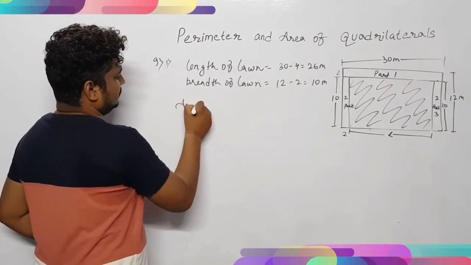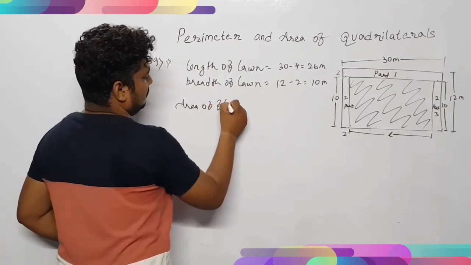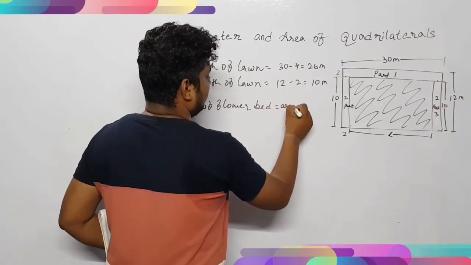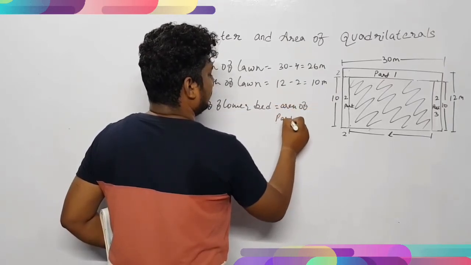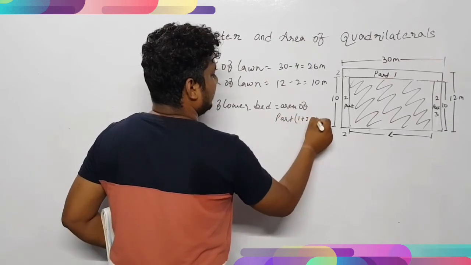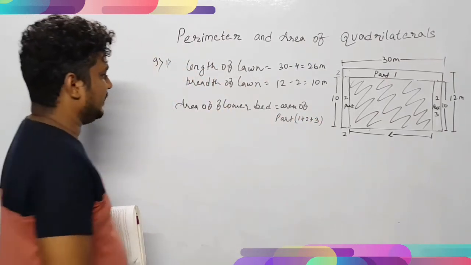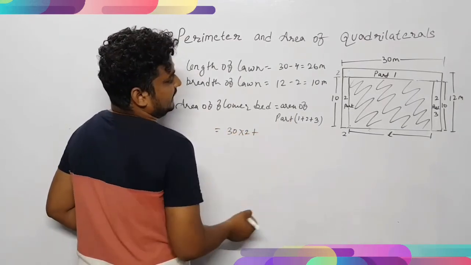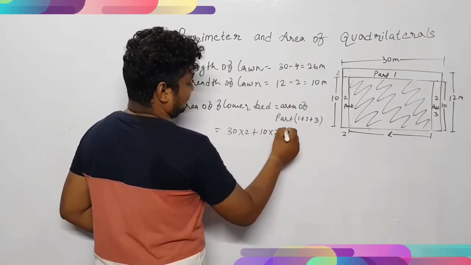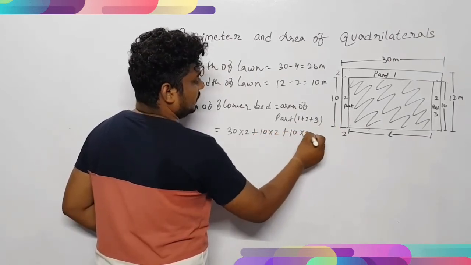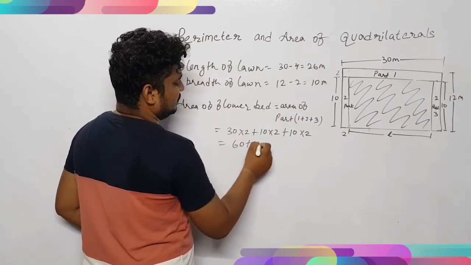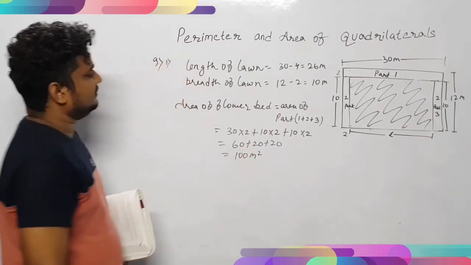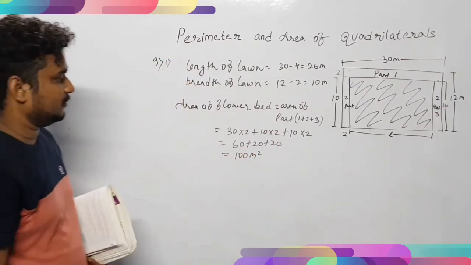So the area of the flower bed is equal to the area of part 1 plus part 2 plus part 3. We are adding the area of part 1, part 2 and part 3. So part 1 area is 30 into 2, plus part 2 area 10 into 2, plus part 3 area 10 into 2. So 60 plus 20 plus 20, that is 100 meter square. You can say this is the shortcut method to solve this particular question.